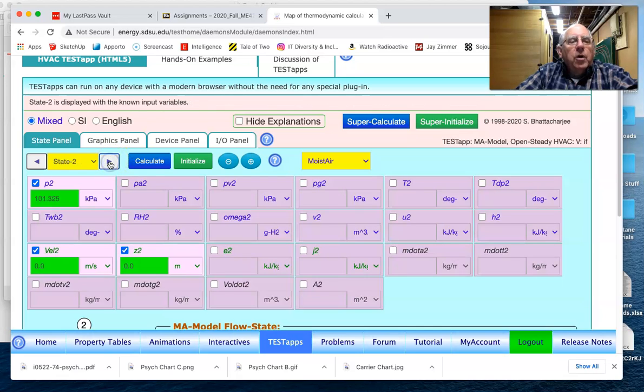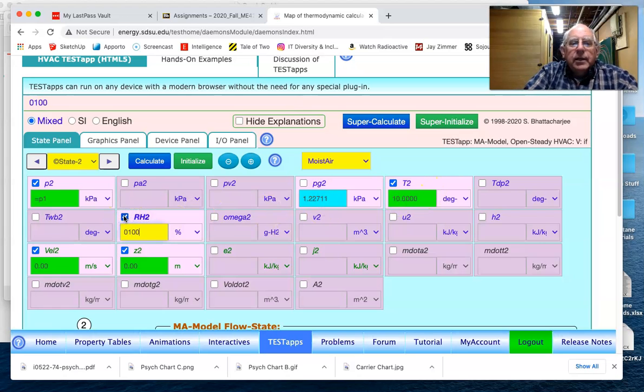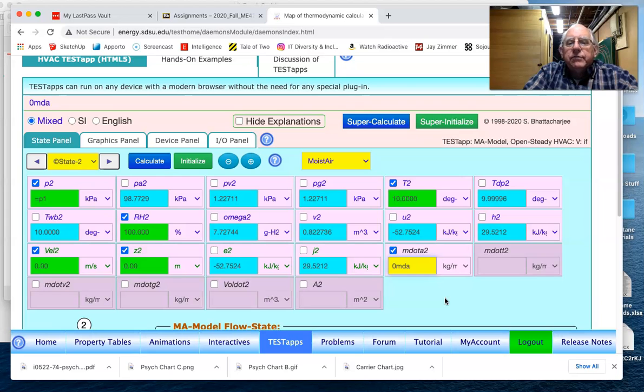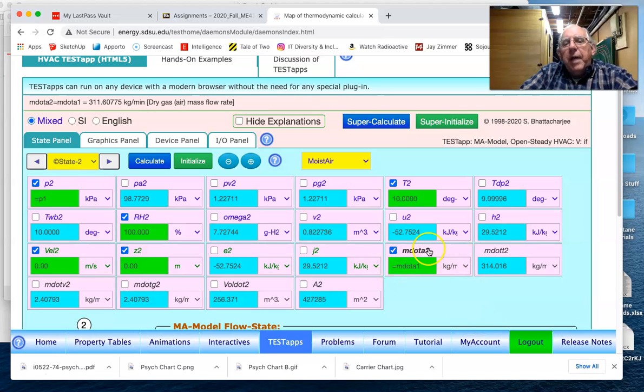We now will go to our second state. The second state is at a pressure equal to the same pressure as state 1. We are told that we bring the moist air down to a temperature of 10 degrees, and it is saturated, 100% relative humidity. What is constant in this case is the m dot of the dry air. The mass flow rate of the dry air is constant. It's not the volume flow rate.